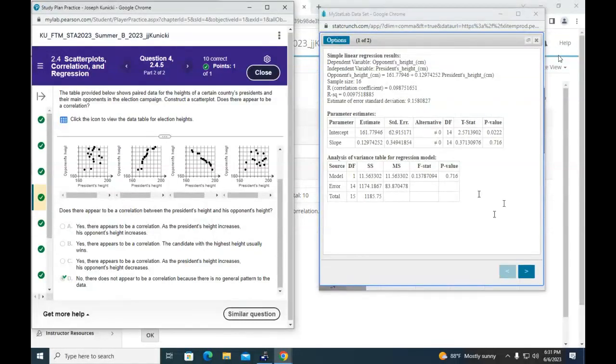Now, in statistics, it's different from algebra. Remember, in algebra, we write y equals mx plus b, slope, y-intercept. Yeah. Straight line. Remember this?